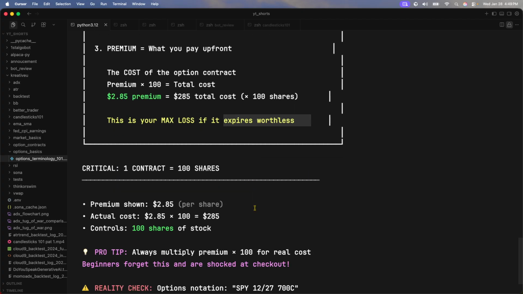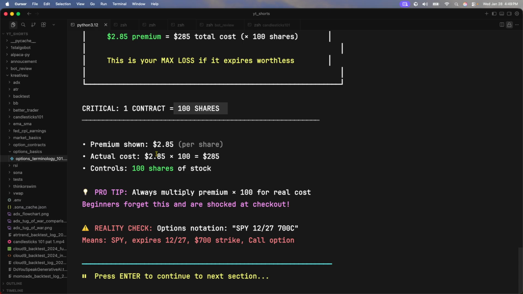So the critical thing to note is that one contract equals 100 shares. The premium is going to be 2.85 per share. So the actual cost is $285. So we control 100 shares, right? For 285 bucks, right? Or we can pay per share. So that's why it's a little bit easier to trade options, right? Because we can control more shares for a smaller amount of money.